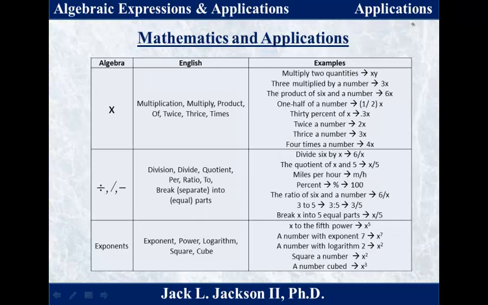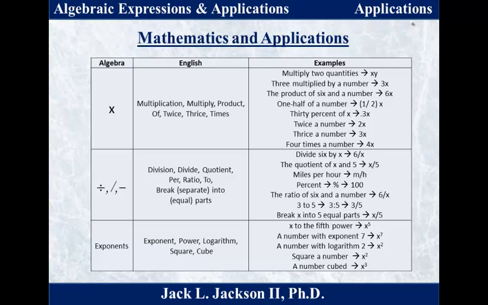Okay, let's look at a couple more here. Multiplication. Actually, we have several different notations. One is a raised dot, one is this cross like this. Multiplication, multiply, product. Of, the word of is multiplication, particularly when you're dealing with fractions and percentages. Twice is specifically multiplying by 2. Thrice is multiplying by 3. Times is multiplication as well.